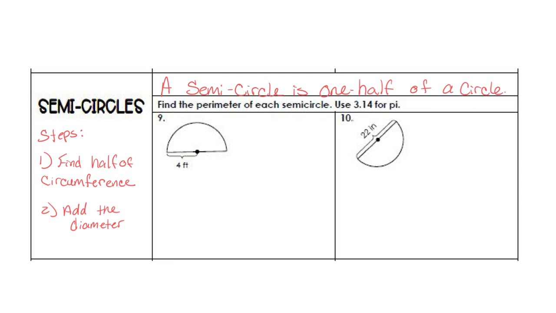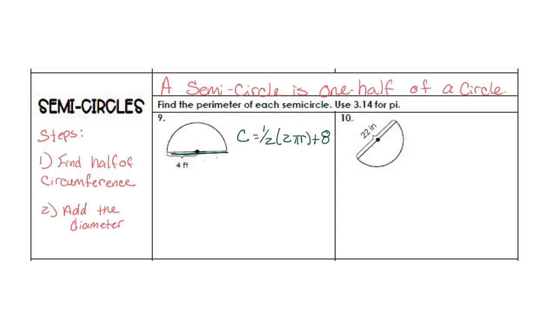So let's look at number 9. We need to find the perimeter of this, which is going to be 1/2 times 2 pi r plus the diameter, right? We know the radius is 4, so the diameter needs to be 8. And now we're going to work through this problem. However, remember order of operations. We have to do all this math first before we can do anything outside of the parentheses.